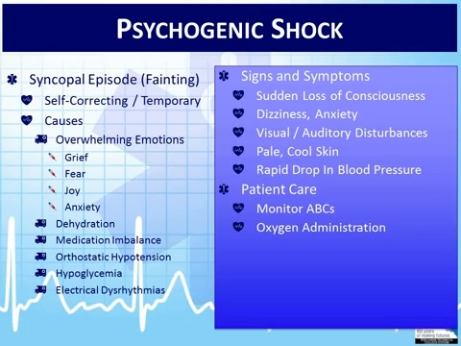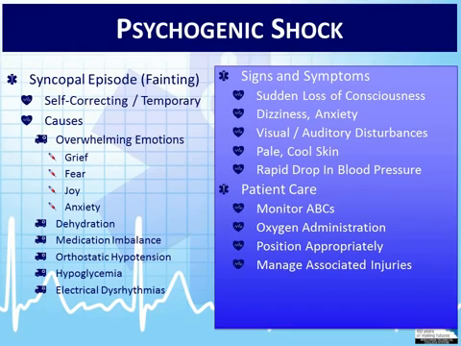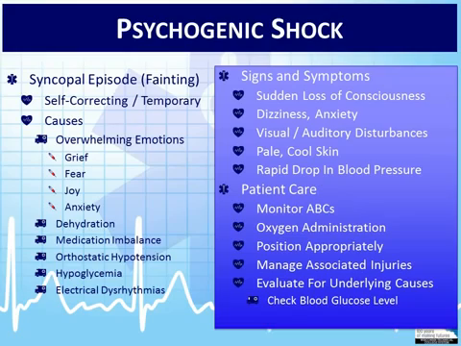Oxygen administration may help the patient's recovery. Be mindful of the patient's position, as standing or sitting up may prolong the episode. If a ground level fall occurs following a fainting spell, be certain to properly manage any resultant injuries, which may include spinal precautions. It will be imperative to evaluate for underlying causes, which will mean checking a blood sugar level, among other things.